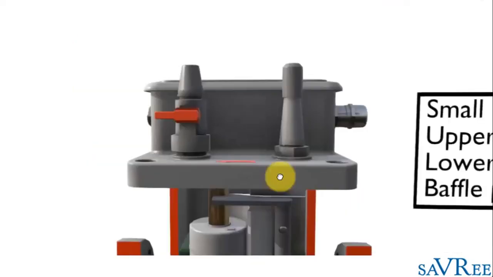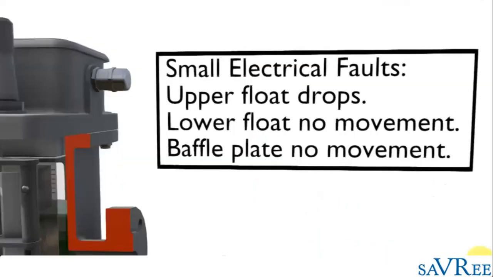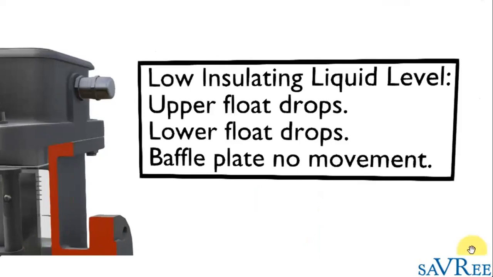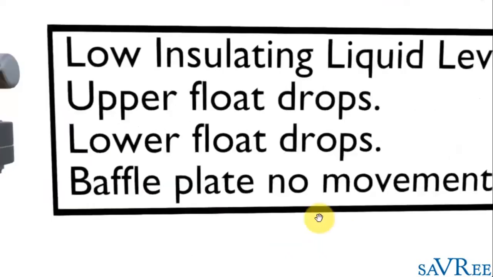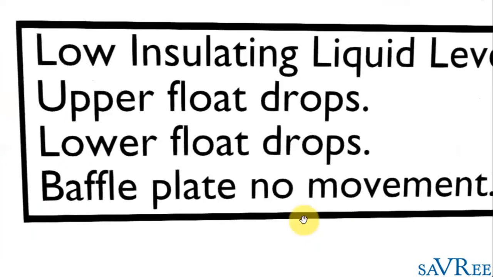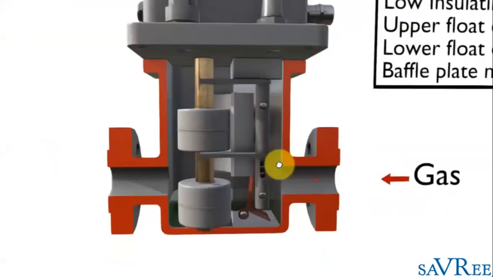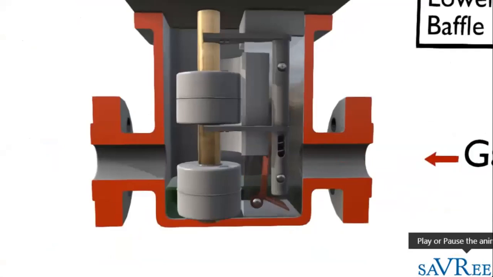Now, if we go back out, we've got one more type of fault. Let's just push the play button again. Okay, low insulating liquid level. Upper float drops, lower float drops, and baffle plate, no movement. So again, different combination here, but a different kind of fault. So low insulating liquid level, upper float drops, lower float drops. And the baffle plate we can ignore, because like I said, it's only used for one type of fault. You just make sure that's played to the end.